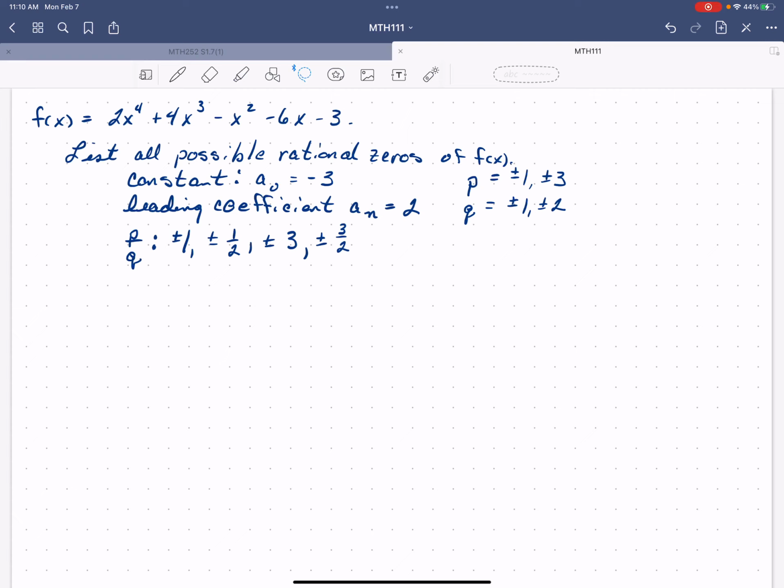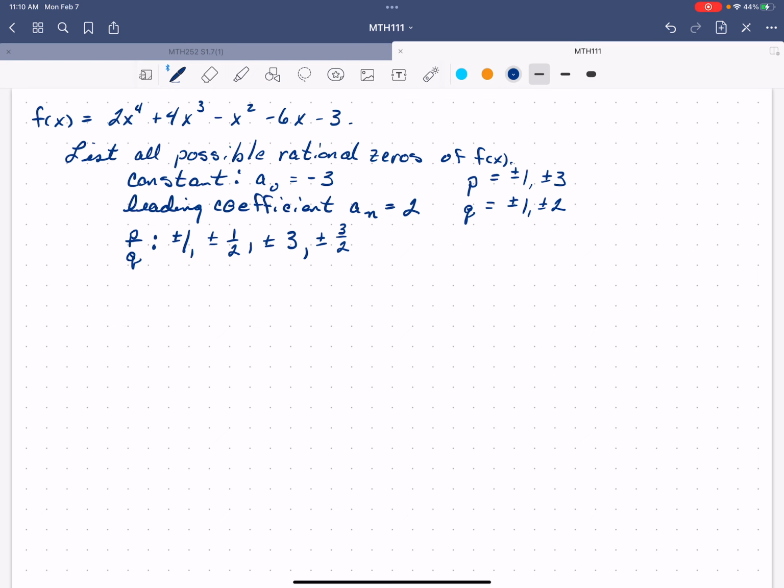Hi, welcome back. In a previous video, we listed all the possible rational zeros of this polynomial: 2x to the fourth plus 4x to the third minus x squared minus 6x minus 3.